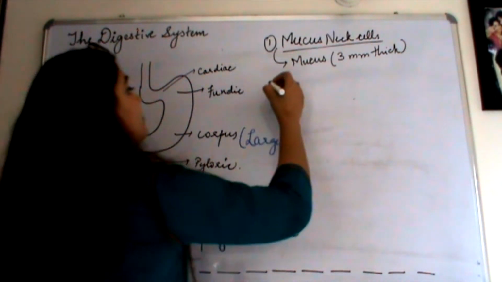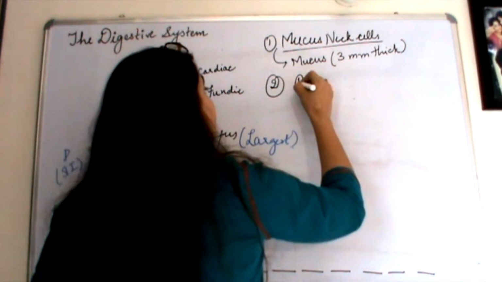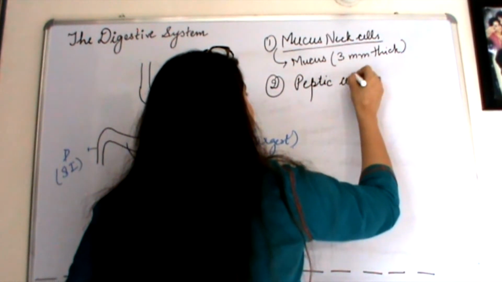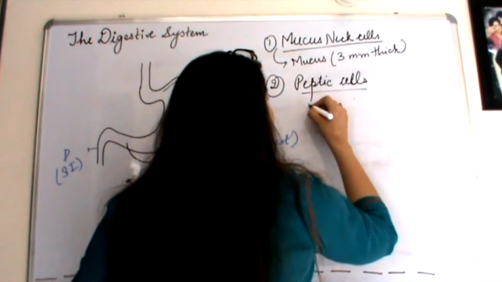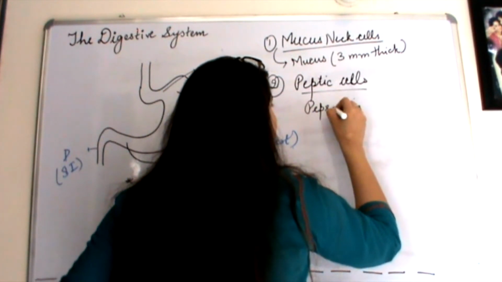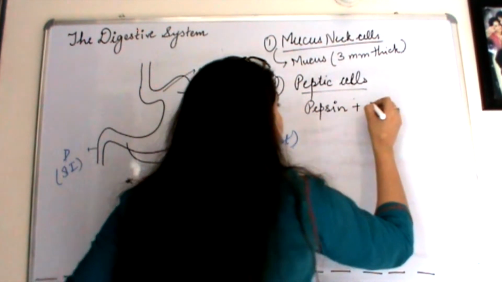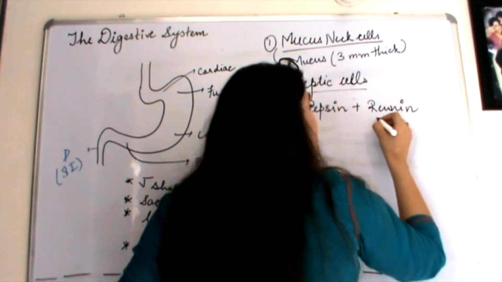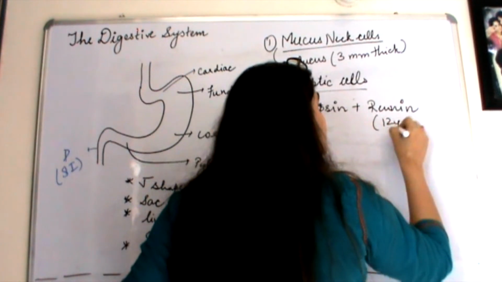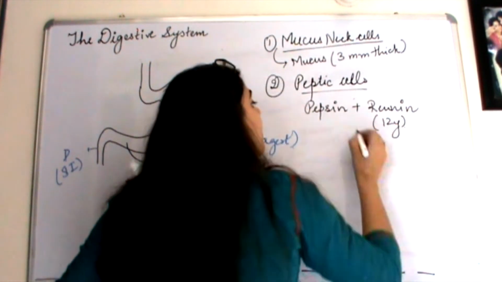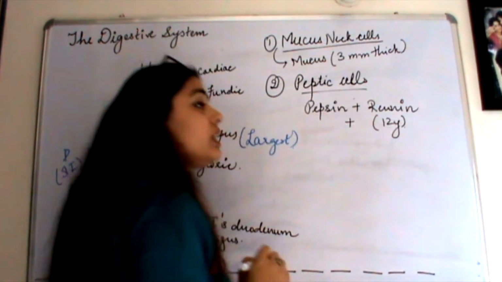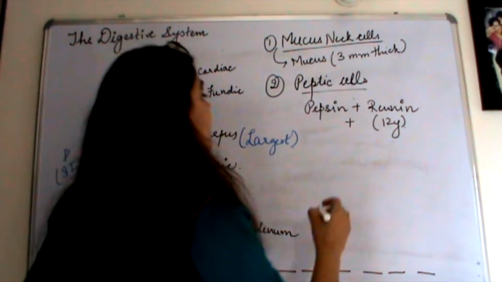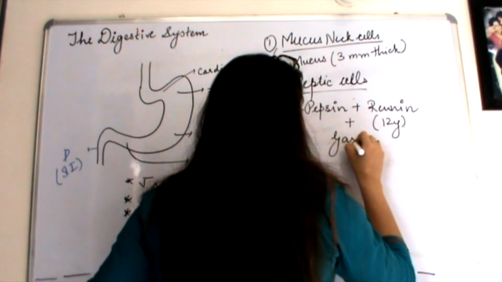Second is the peptic cells. Peptic cells usually consist of pepsin plus renin, and renin is present below 12 years of age, right? Plus what else do we need? Pepsin, renin, and gastric lipase.